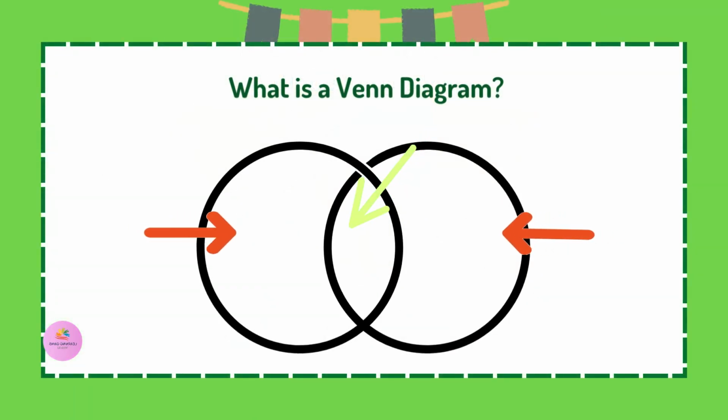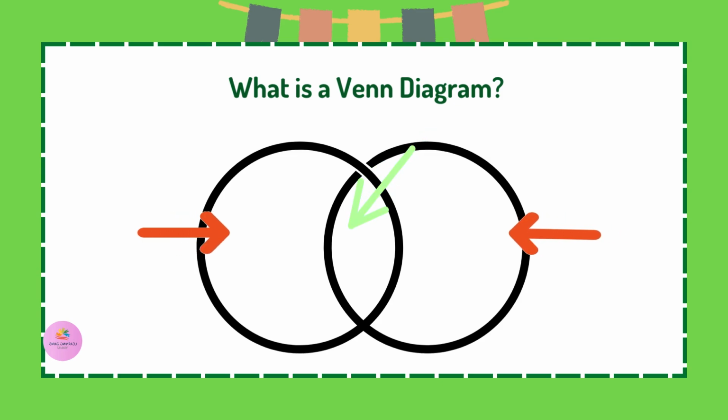Friends, let's first see what is a Venn diagram. You can see there are two circles on the screen. Friends, Venn diagram usually has overlapping two circles or other shapes to illustrate the logical relationship between two or more sets of concepts or items. Often they serve to graphically organize things, highlighting how the items are similar and different.